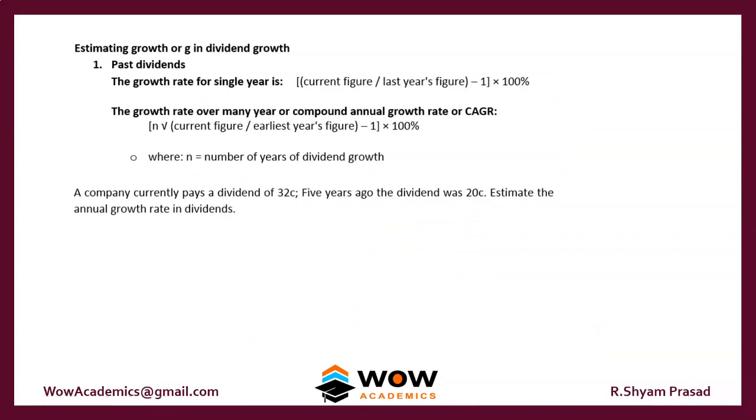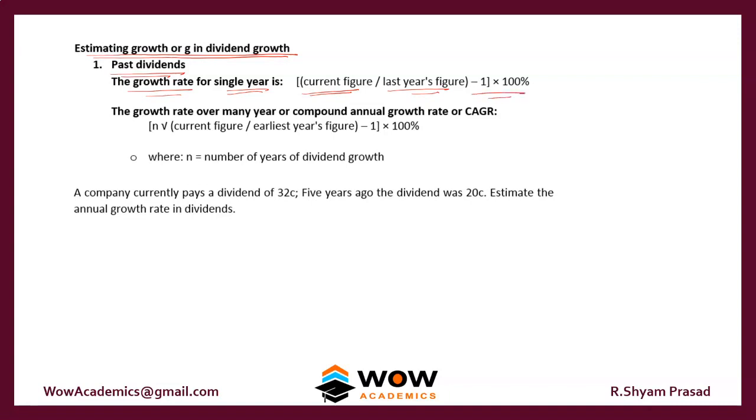So here he's saying sometimes we have to find out the growth rate in dividend. So he will not give you the G in the equation. There are two ways to find out the G. One is called the past dividend method. In the past dividend method, the growth rate can again be found in two ways. For example, if only 2 years' numbers are given, two dividend numbers, for example, the current year dividend and the last year figure, then this is the formula: current year number divided by the last year's number, minus 1, into 100.